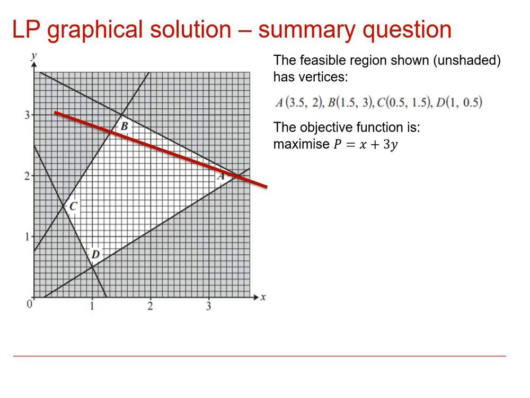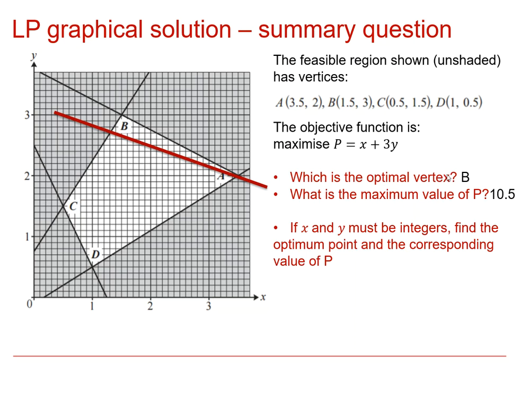Okay, so what you should find then is that by moving the objective line up, we can see that if it went much further, we'd be left just with point B, would be the last point to disappear from that side of the line. So that means that point B is the optimal vertex, and if we put those coordinates 1.5 and 3 into here, you should find that you get a value of 10.5. But this is the question which really is being addressed in this video, which is if x and y are integers, can we then find the optimal point and the corresponding value of p?